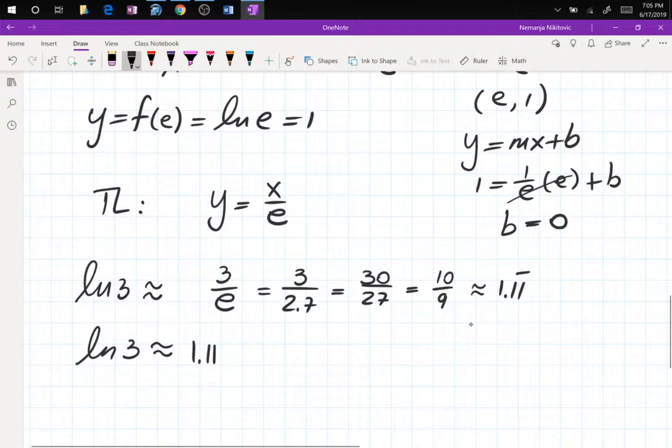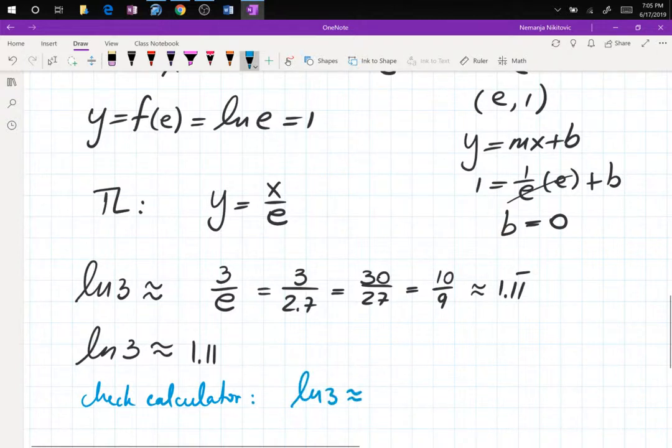And now I'm going to go to ln 3 in a calculator. ln 3 is approximately 1.0986. Oh, come on, we're like 1 cent off when you round it, right? Yeah, close. So these methods are awesome.